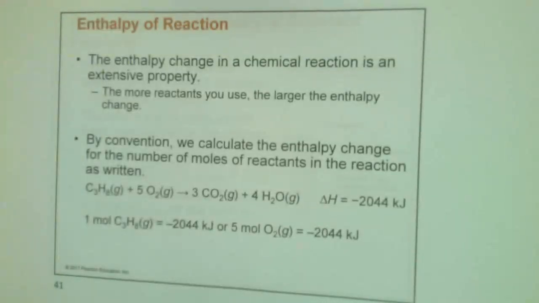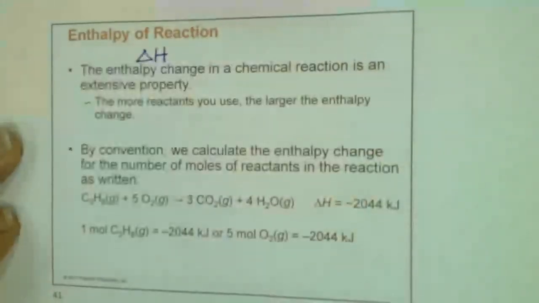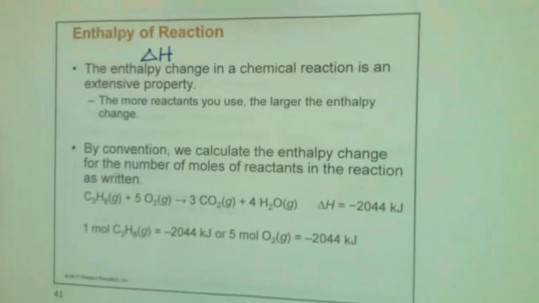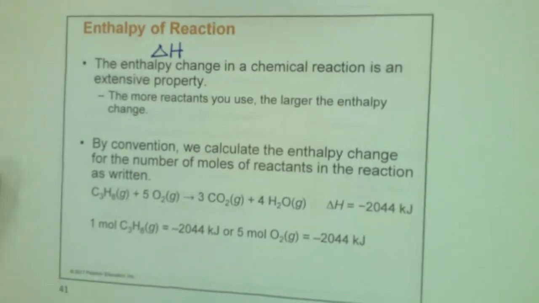So, enthalpy of reaction. We just talked about the fact that enthalpy is really just an energy measurement at constant pressure. So the enthalpy change in a chemical reaction, or just the delta H, for a chemical reaction is an extensive property. It means it depends on amount. So if you combust a whole bunch of a hydrocarbon, you're going to get a bigger energy change than if you just combusted a little bit of a hydrocarbon. That kind of makes sense: the more reactants you use, the larger the change.